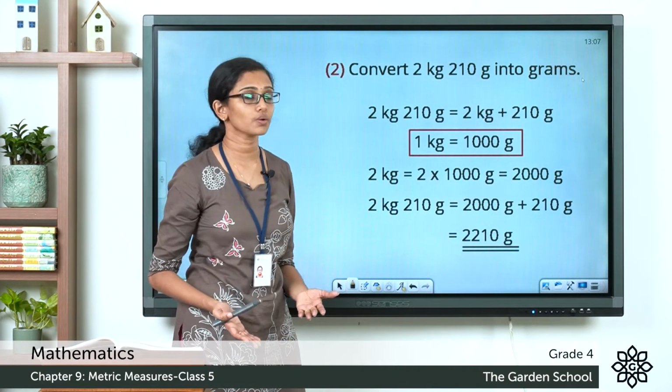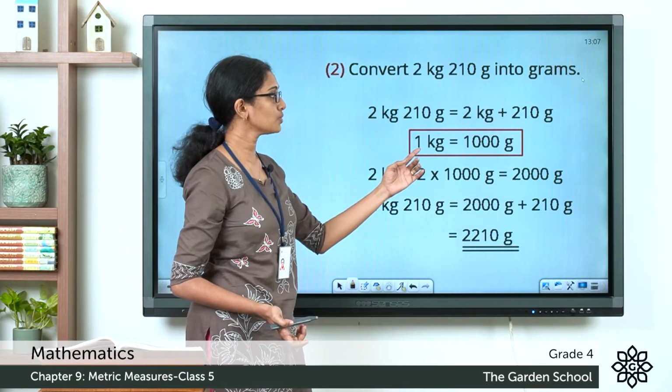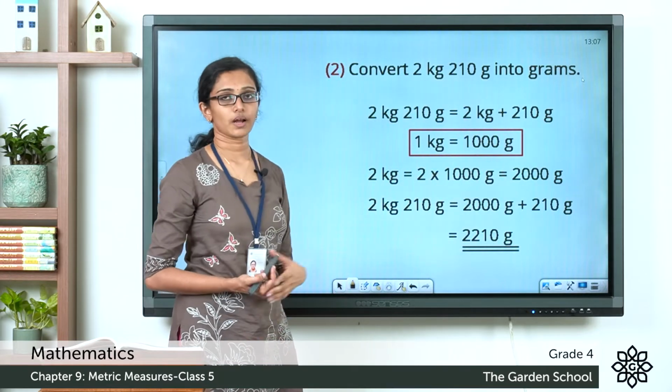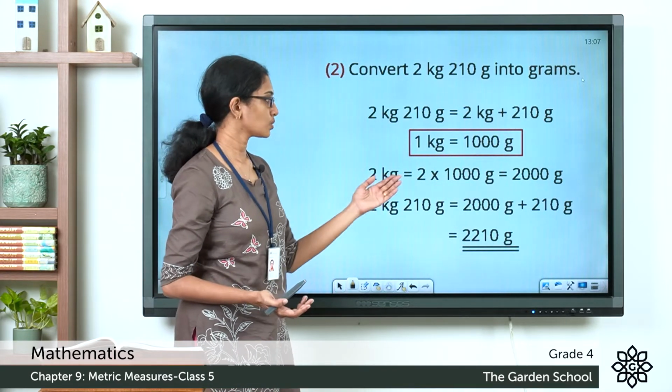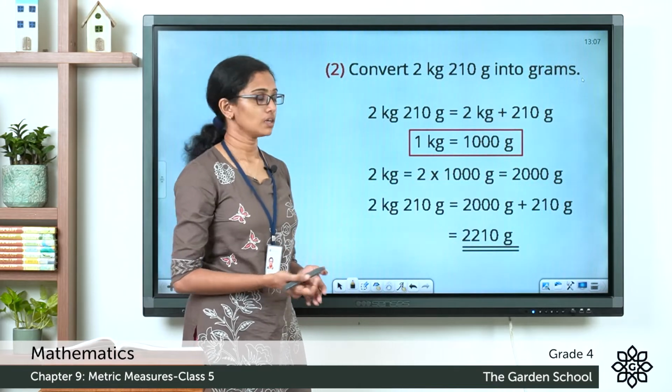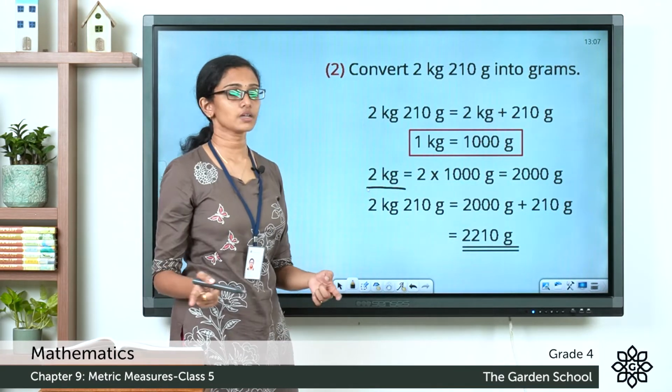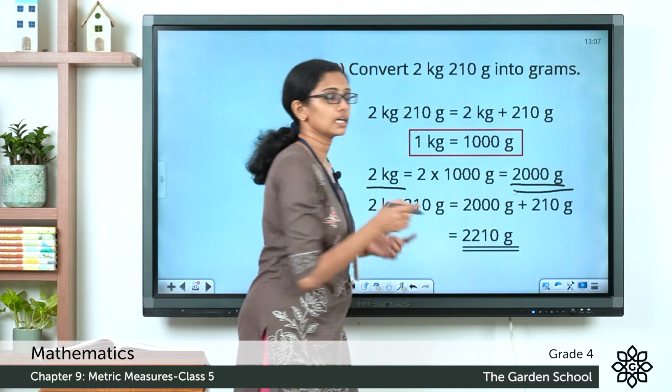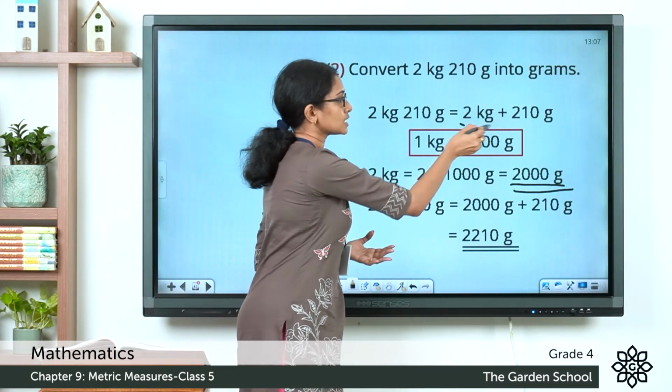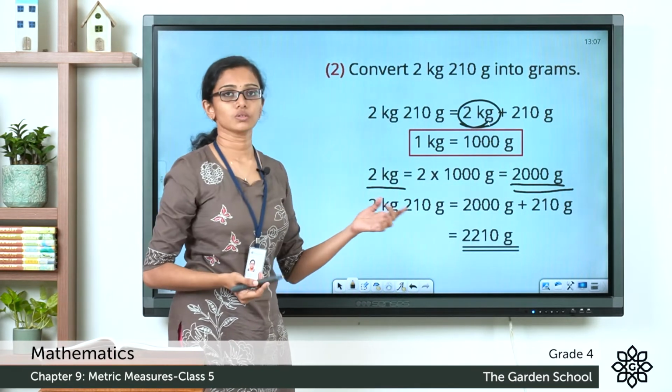So what will be 2 kilogram? 2 kilogram will be equal to 2 into 1000 gram. So 2 into 1000 equals 2000. So you can say 2 kilogram is equal to 2000 gram. So we have got this part converted to 2000 gram.